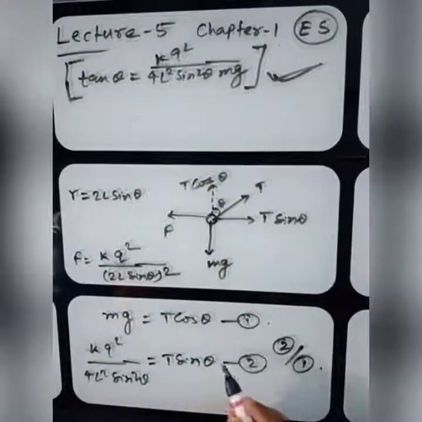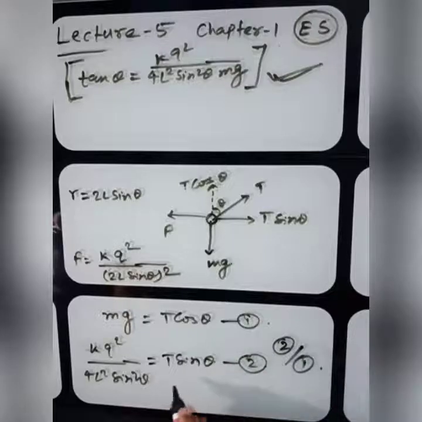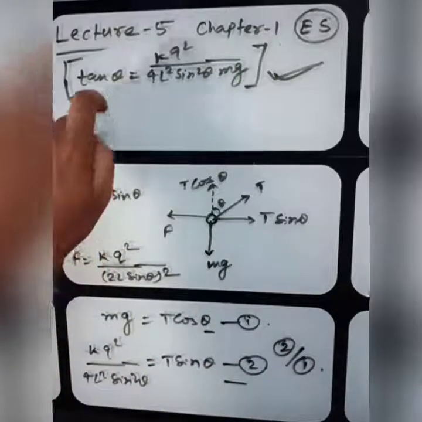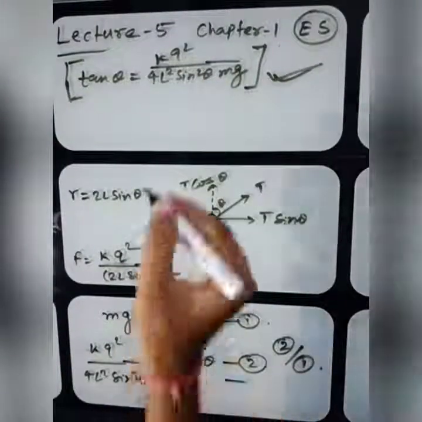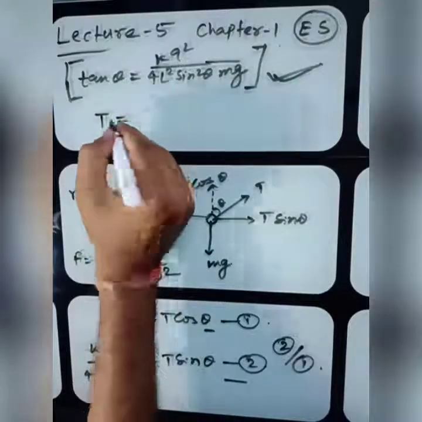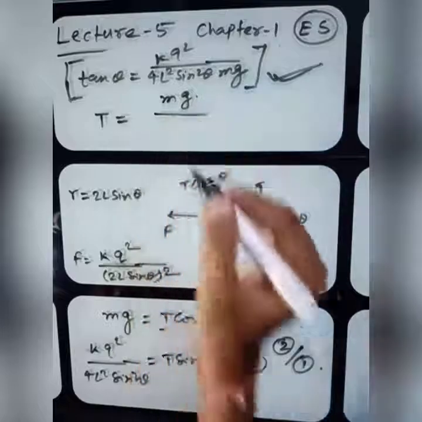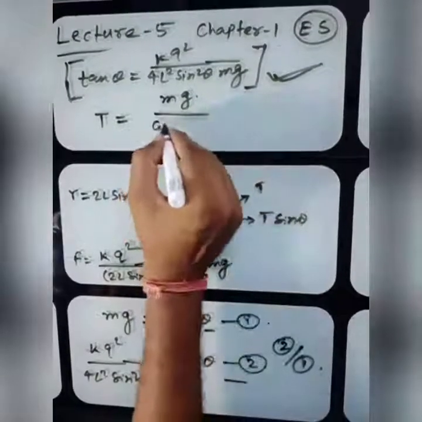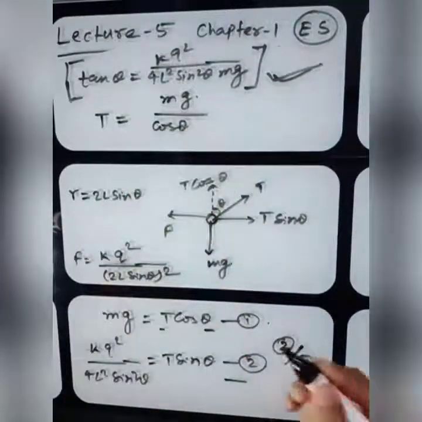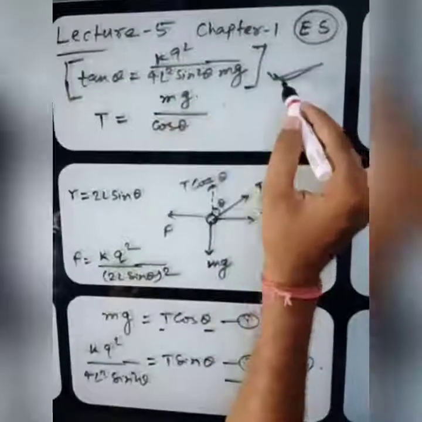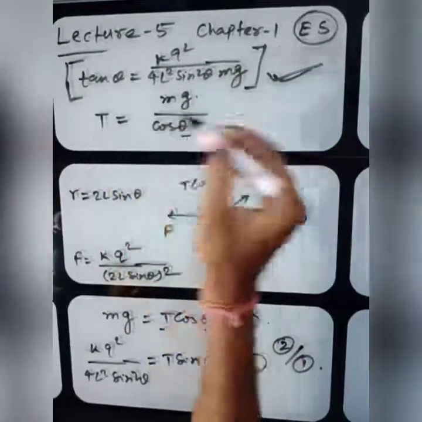You can find the tension by equation 1 or 2. If you do not have theta, then you can find out cos theta from this equation and put the cos theta in to find the tension. T equals mg by cos theta. So the cos theta you can find out from this equation and put it over here to find the tension.